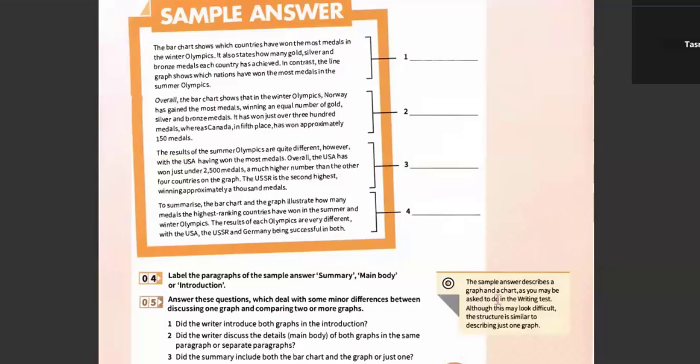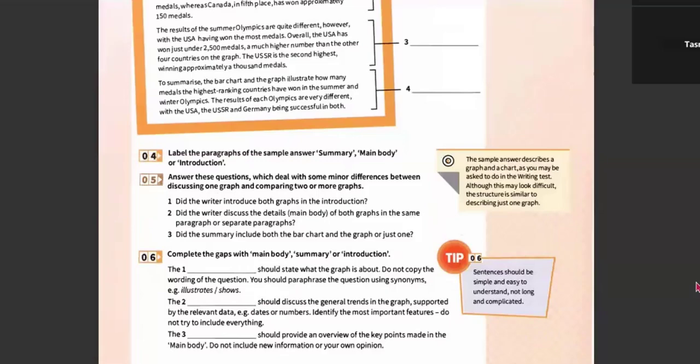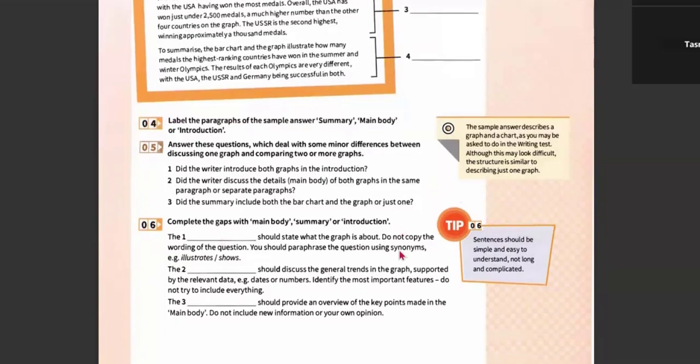Very good. Number two, did the writer discuss the details of both graphs in the same paragraph or separate paragraphs? The writer discussed the details of both graphs in separate paragraphs. Excellent, very good. Number three, did the summary include both the bar chart and the graph or just one? The summary included both the bar chart and the graph. Very good, yes. Well done.